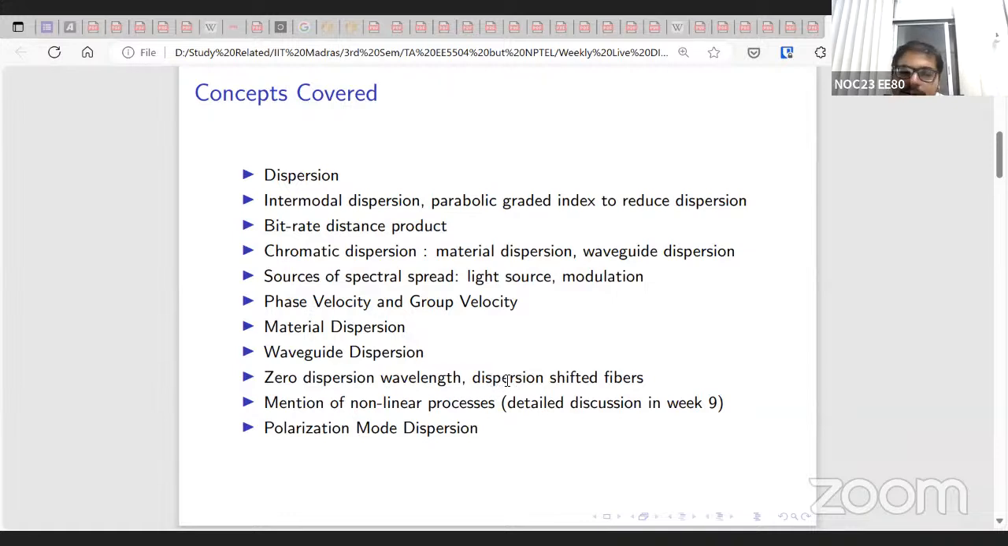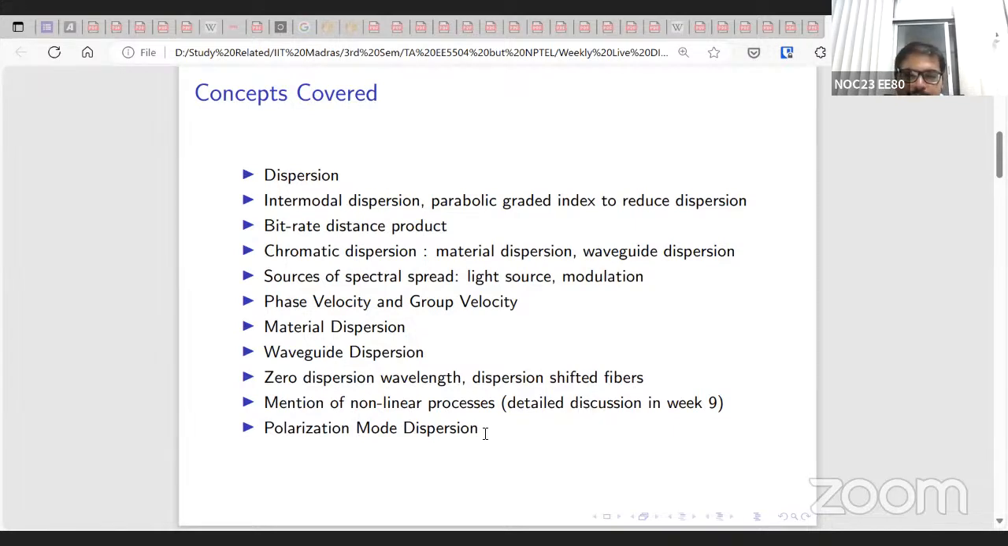Then we briefly touched on the dispersion shifted fibers and why we don't use zero dispersion fibers. But here, you can also consider this dispersion compensating fibers, as in question 7 and 8. We'll discuss after we see that. Then here is the first mention of nonlinear processes in fiber. We will discuss more in detail later in the course.